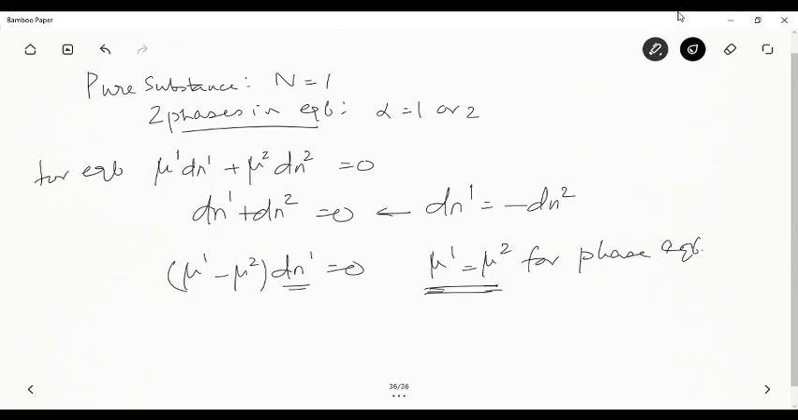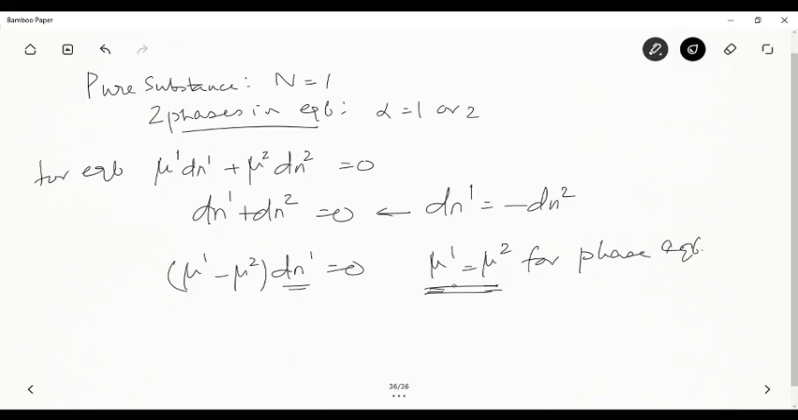So when phase equilibrium happens, then the chemical potential of water in the liquid phase is the same as the chemical potential of water in the vapor phase. So this is the condition for a simple two-phase equilibrium for a pure substance. Now, if I have multiple phases, let us say phase 1, 2, 3, in water there can be three phases: solid, liquid, vapor.